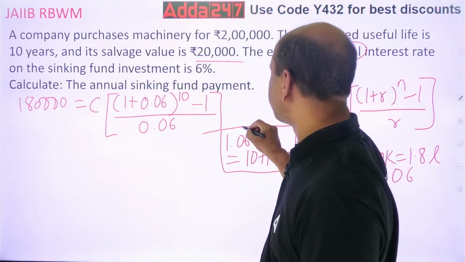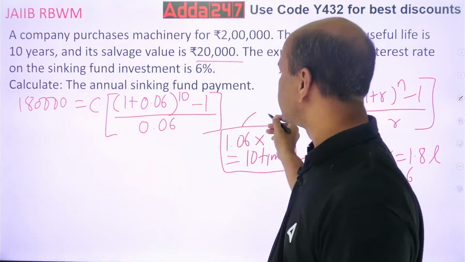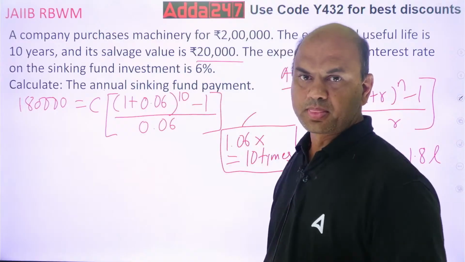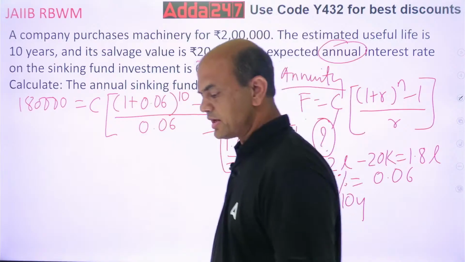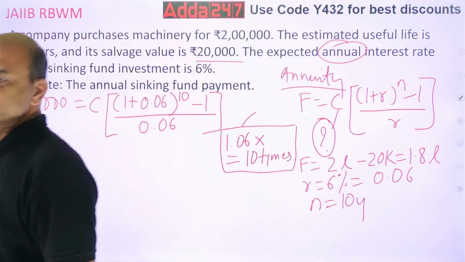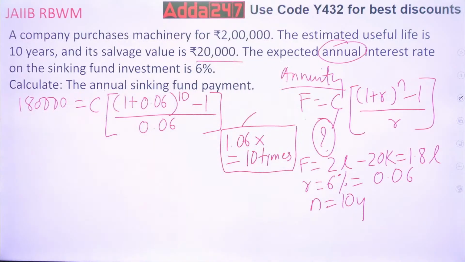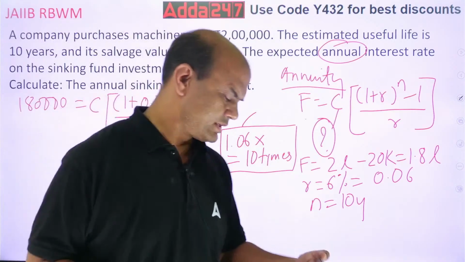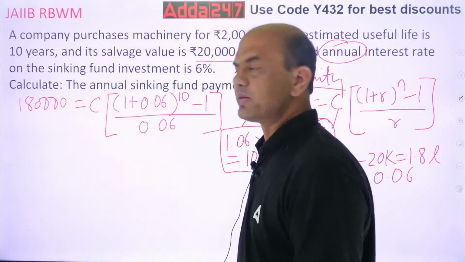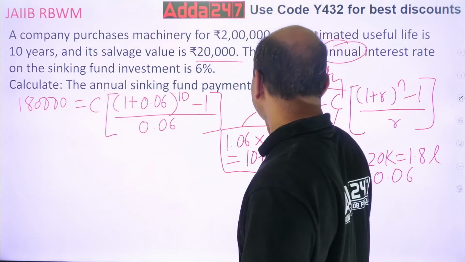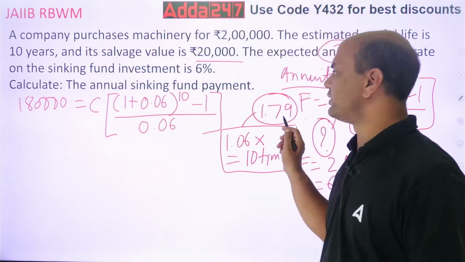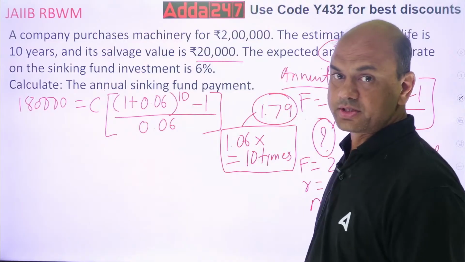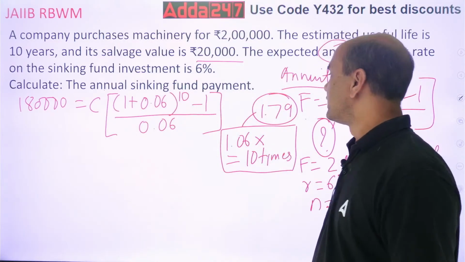Write this answer separately because you will be requiring this answer many times. Keep a habit of writing this raised to answer. So what is the answer? 1.79, I am getting it. 1.79. This is what I am getting. Everyone check this. Now use this.